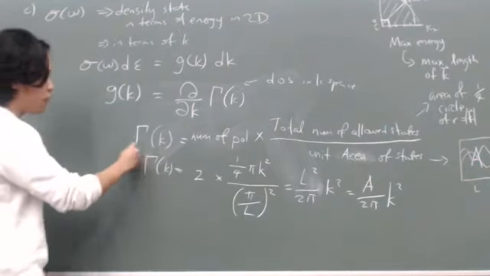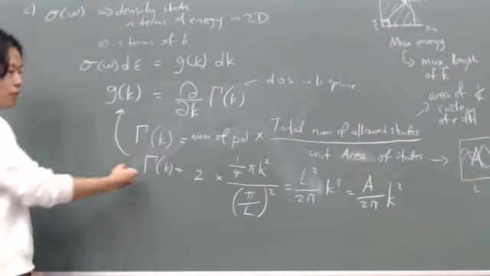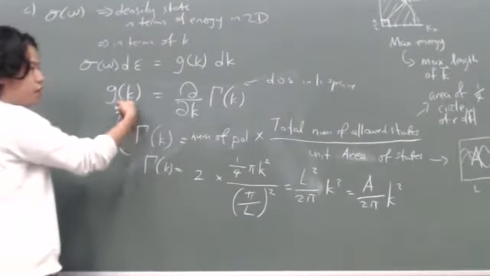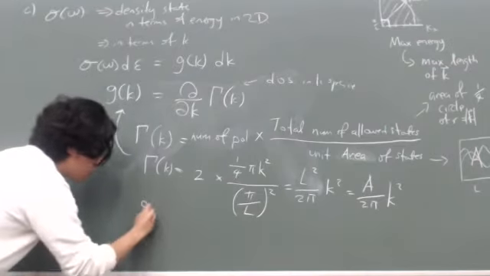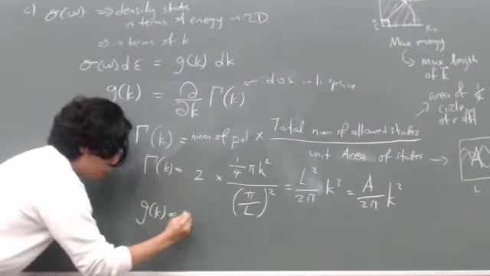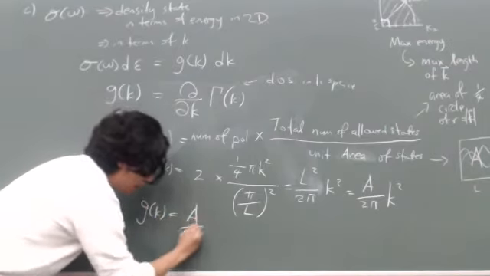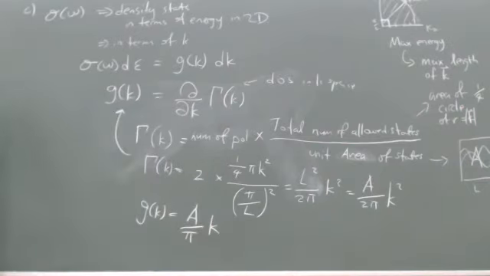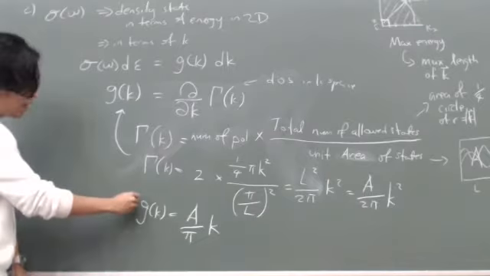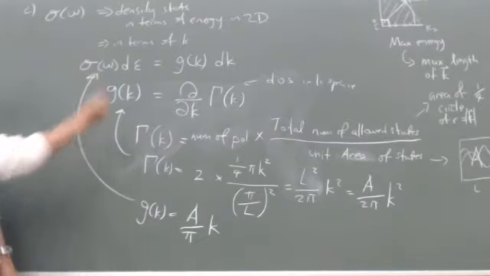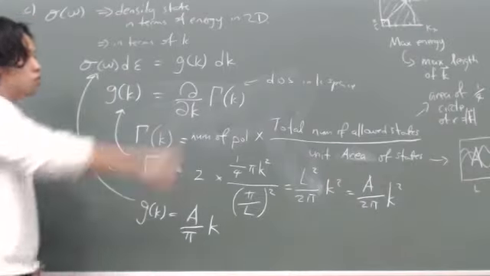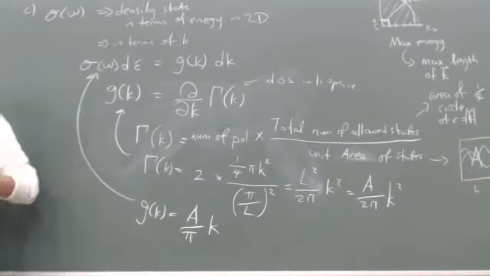Then we move our way backwards to go back up and say, okay, with the density of states now found in terms of K, we can take the derivative to find the degeneracy. So G of K is equal to A on pi times K, just differentiating that. Now that we have G of K, we can go back and find the density of states in energy, so we can perform this integral. I need more space to do that, so I'll bring the other one down.